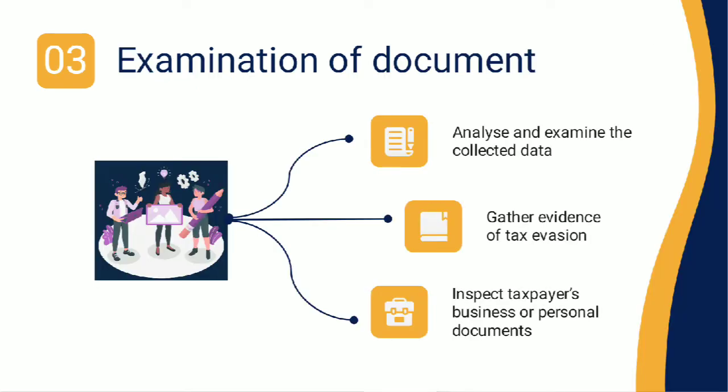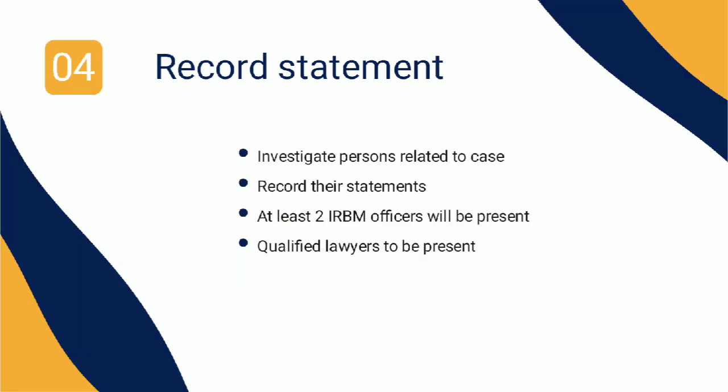Third is examination of documents. During examination of documents, IRBM officers will inspect taxpayers' business documents and/or personal documents. The inspection is to gather evidence of tax evasion and request any party to produce documents in his custody or control.